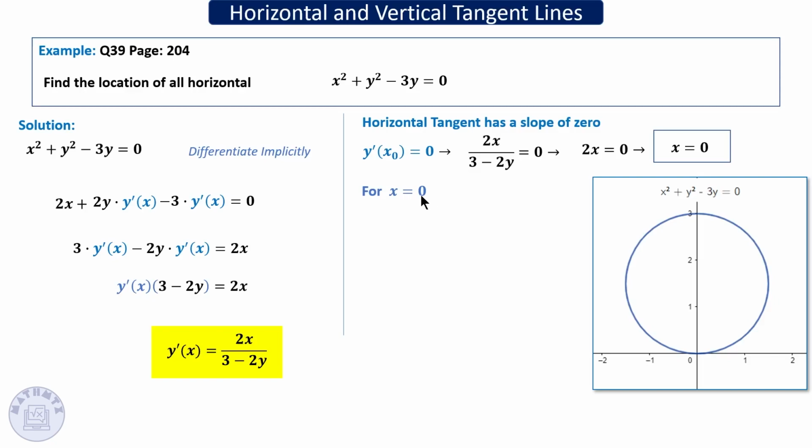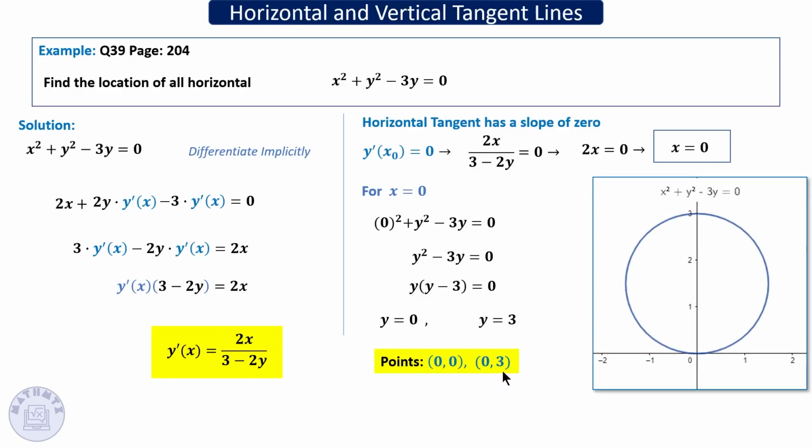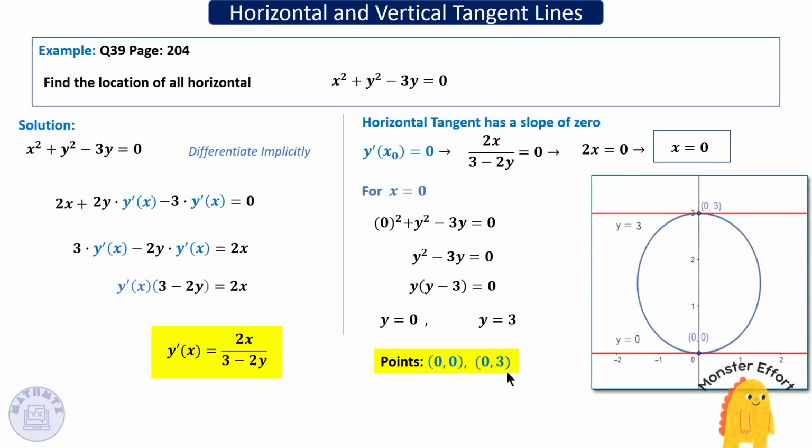Now to find the exact point, we need to substitute this value in the original equation. So substituting 0, you'll get this equation. Take y as a common factor, and using the zero property, either the first factor equals 0 or the other bracket equals 0, which means that y equals 3. So the points here are (0, 0) and (0, 3). You can see them in the diagram here.